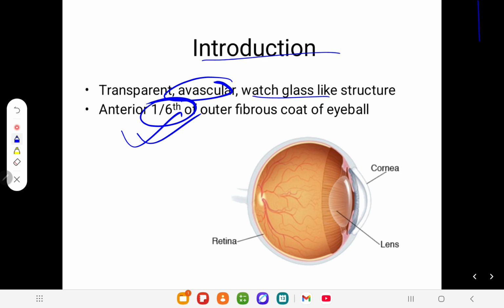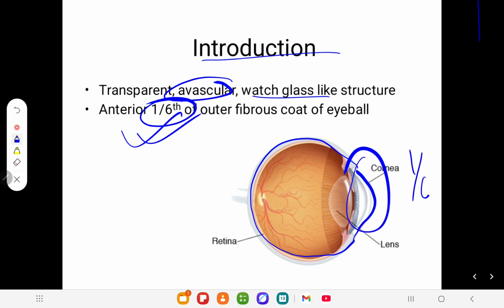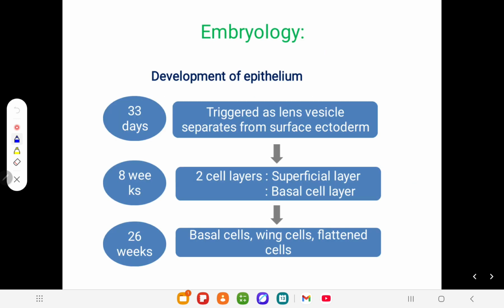Anterior, how much of the area is actually covered by the cornea? It's one-sixth of the outer coat. If all the outer coat is sclera and the cornea, this portion is one-sixth. Okay, fine. So let's move forward.